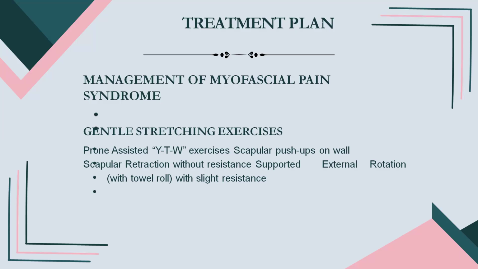Next one is W exercise. Bend your elbows at 90 degrees and pull them close to your sides, making a W shape with your arms. Lift elbows slightly and squeeze shoulder blades down and back. Hold for 2 to 3 seconds. This exercise focuses on scapular retraction and external rotation.